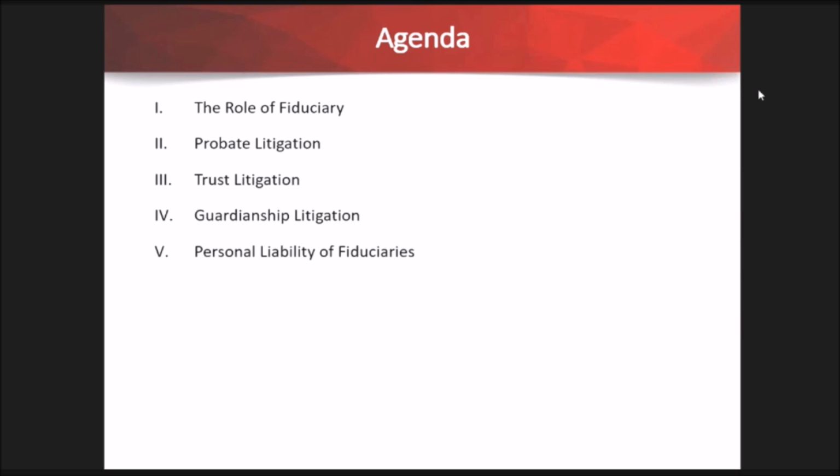And finally, we're going to go over the personal liability of fiduciaries. Even though fiduciaries generally are acting on behalf and looking out for the benefit of another, there are certain circumstances where they can be subject to personal liability for conduct even arising out of the fiduciary role.